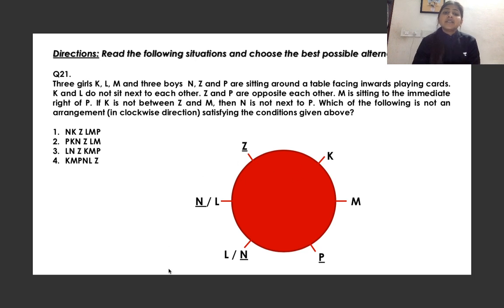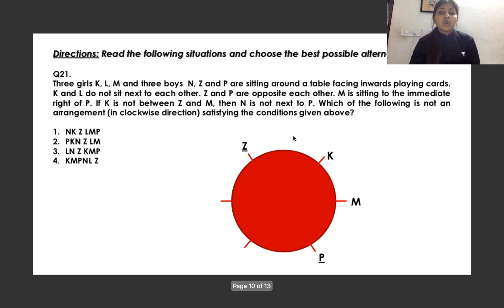Now when K is here, there are 2 possible solutions, because they only told us what happens when K is not between Z and M. When K is in between Z and M, then anything can happen. N can be next to P or not. Both these things are possible.